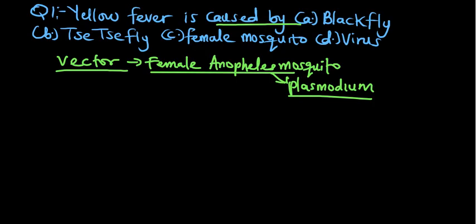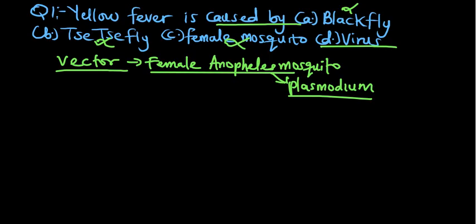But here they ask us that yellow fever is caused by what? So our answer here cannot be black fly, because black fly is an insect. Tsetse fly also is an insect. Female mosquito is also an insect. So automatically we cannot pick tsetse fly, we cannot pick black fly. So our answer here will be automatically virus.